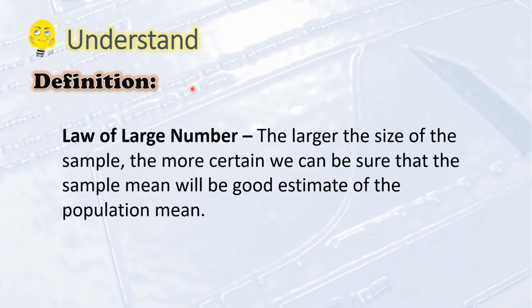Next, let us have the law of large number. The larger the size of the sample, the more certain we can be sure that the sample mean will be a good estimate of the population mean. The law of large number implies that a smaller value for margin of error will result to a larger number of the sample size.